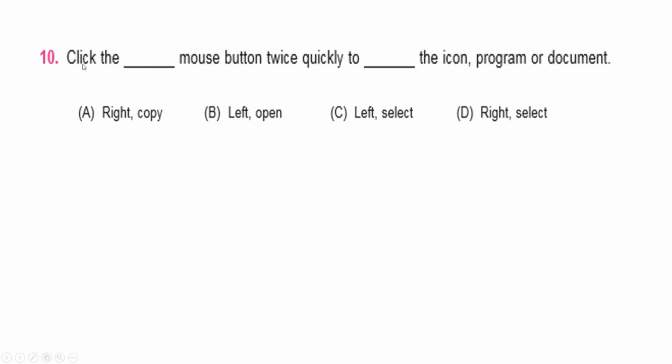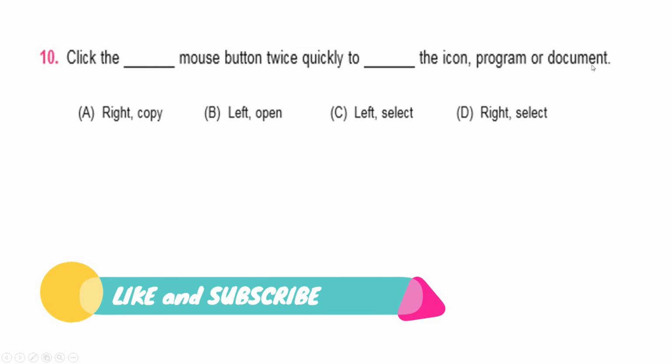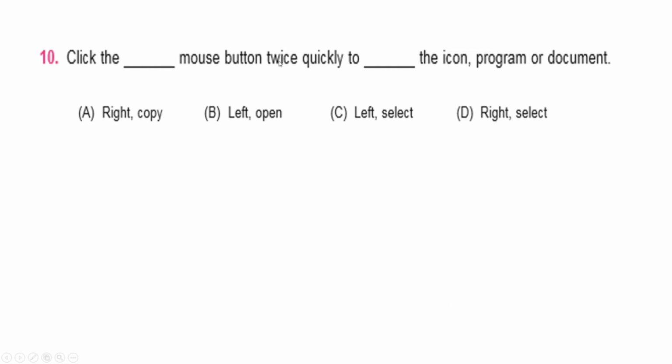Our next question is, click the blank mouse button twice quickly to blank the icon, program or document. A, is it right and copy? That is, click the right mouse button twice quickly to copy the icon, program or document. B, is it left open? That is, click the left mouse button twice quickly to open the icon. C, is it left select? So click the left mouse button twice quickly to select the icon. Or D, is it right select? That is, click the right mouse button twice quickly to select the icon, program or document. I give you your time now to choose the right answer.